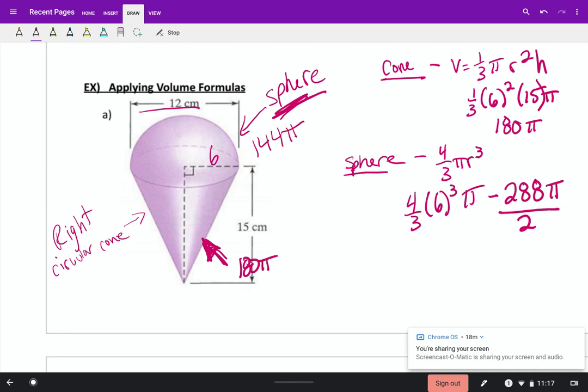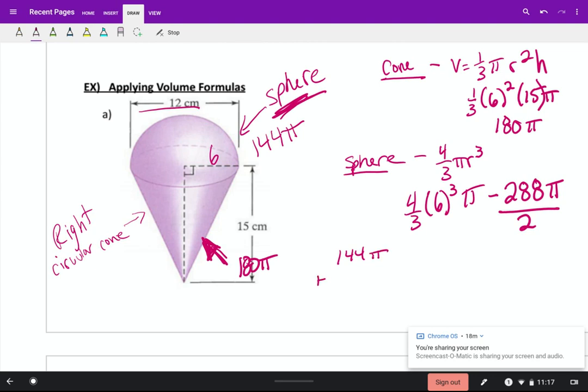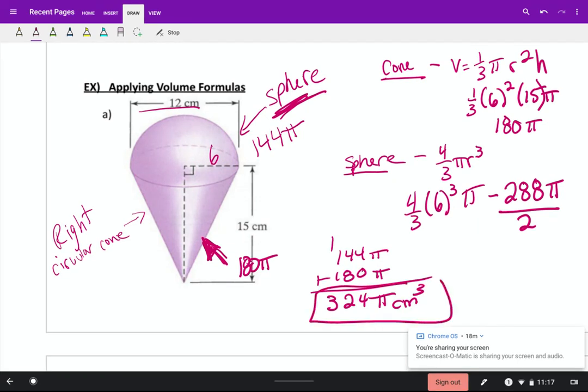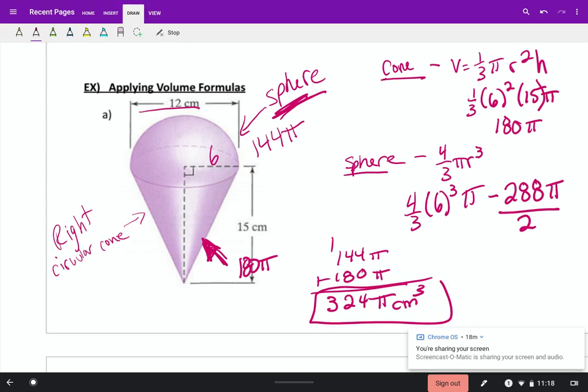So to find the total, you want to add those. 144 pi plus 180 pi. Pi stays. It's like a variable. You're going to have 4, 2, 3, and this is centimeters cubed. So find the volume of both and then put them together just like you would a composite figure.